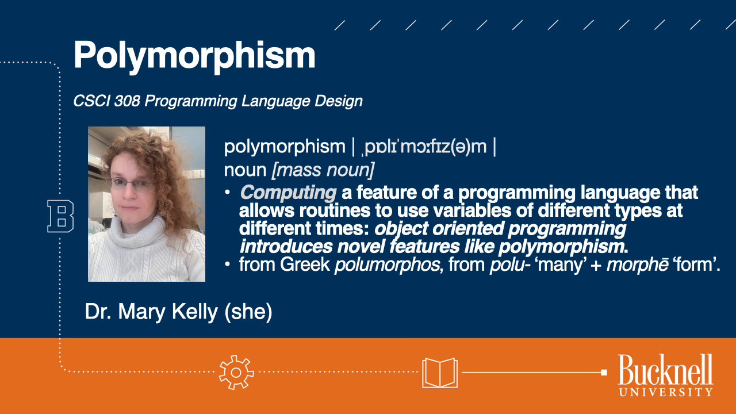In computer science, polymorphism is a feature of a programming language that allows routines, functions, or data structures to use variables of different types at different times. Polymorphism is particularly characteristic of object-oriented programming, but it can also be found in other types of programming language. Polymorphism comes from the Greek, meaning many forms.